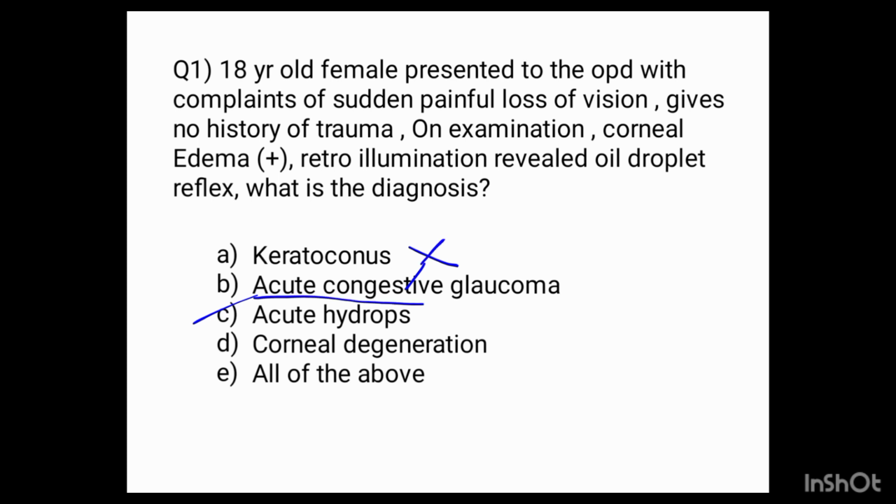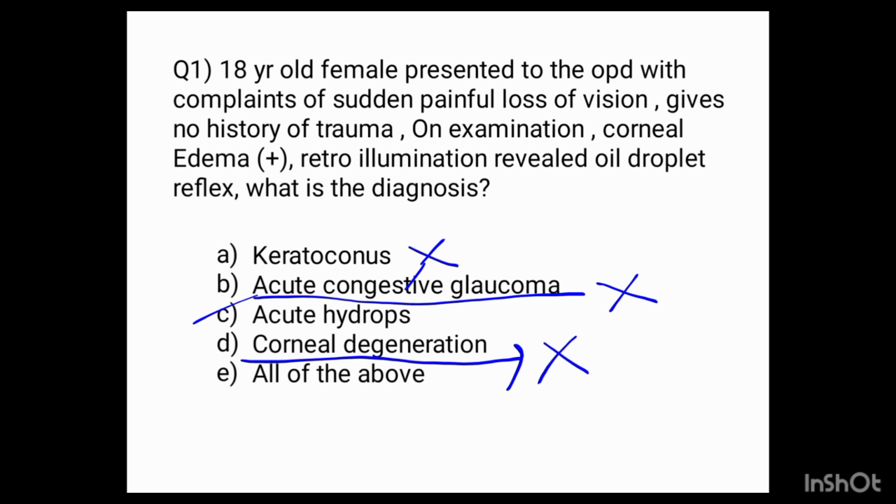Then comes acute congestive glaucoma. Do you think acute congestive glaucoma will have retroillumination revealing oil droplet reflex? No. Then comes corneal degeneration. Corneal degenerations may not be painful in all the conditions, and also there is no history of sudden painful loss. Corneal degenerations are progressive and occur over a long period of time. So this is not corneal degeneration.